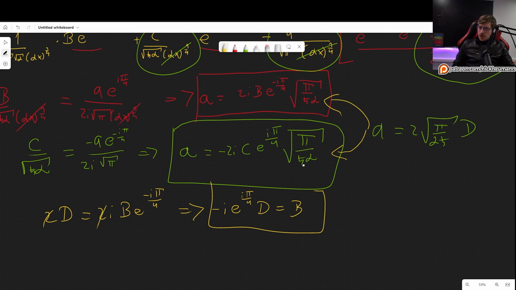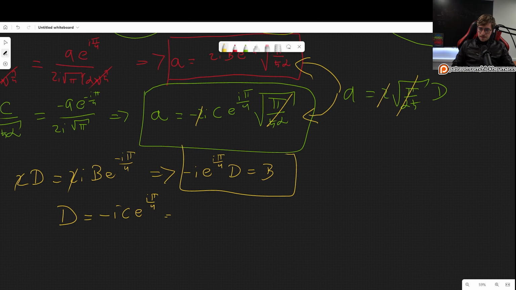And now similarly, I'll plug it into the equation for c. So I get 2, which will actually cancel out as well, right? So this and this cancel out with this and this. So I get that d is equal to minus ic e to the i pi over 4. So from here, I can find that c is equal to, if I multiply by i, this becomes i squared, which is minus 1, which cancels out with this minus. So I get id e to the minus i pi over 4.